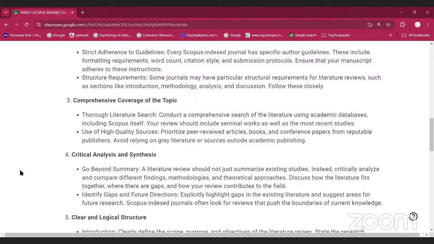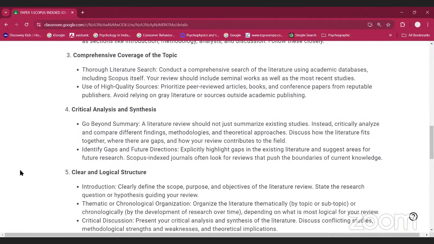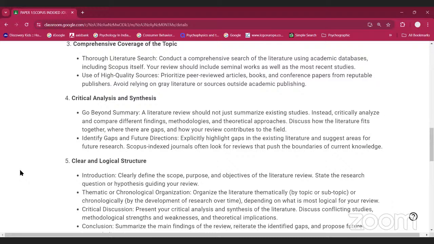Fifth one is clear and logical structure. Introduction. Clearly define the scope, purpose and objective of the literature review. State the research question and hypothesis guiding your review. Thematic or chronological organization. Organize the literature thematically by topic or subtopics, or chronologically by development of research over time, depending on what is most logical for your review.